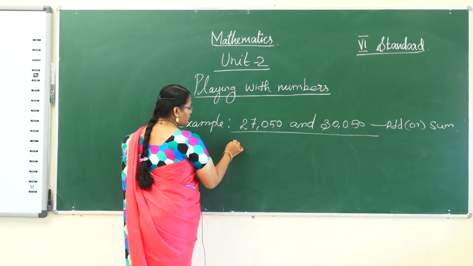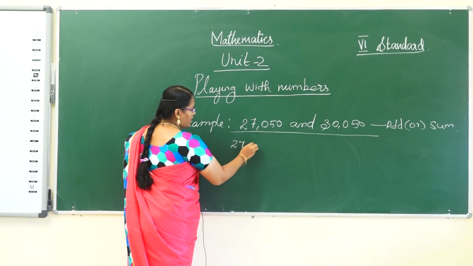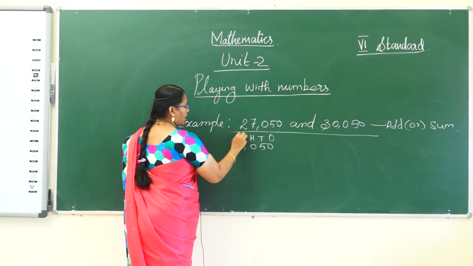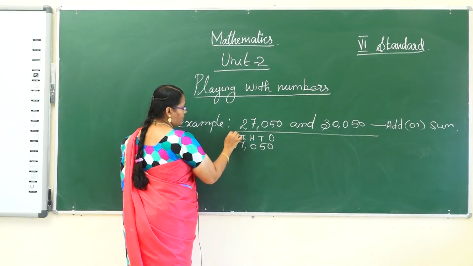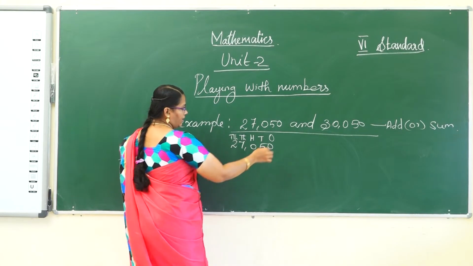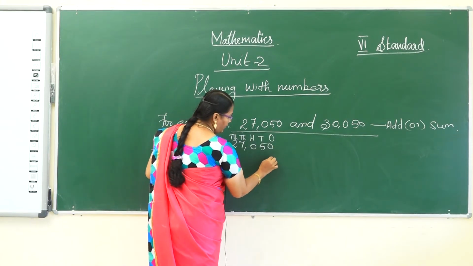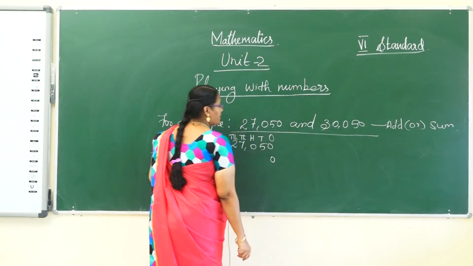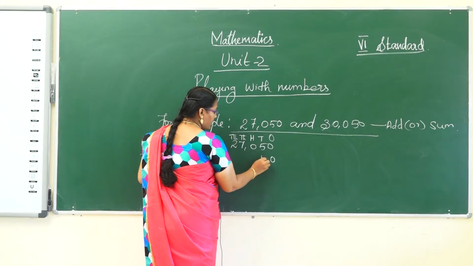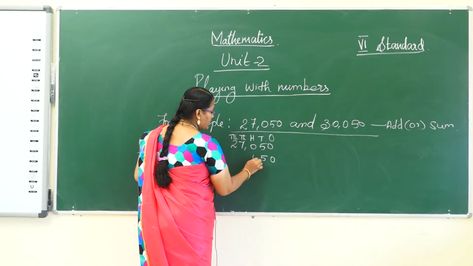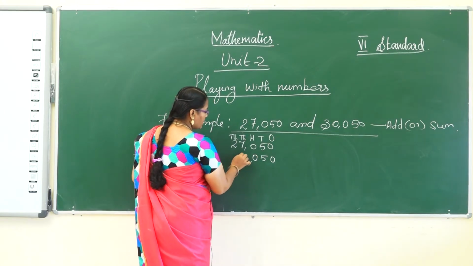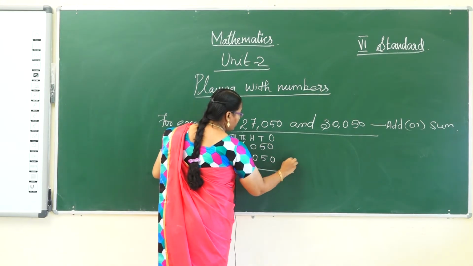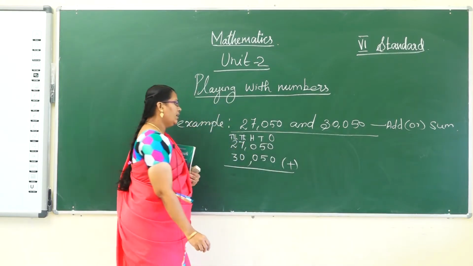How do you add these two numbers? Write the place values: ones, tens, hundreds, thousands, ten thousands. Start from the unit place. The unit place of the second number is 0, the tens place is 5, the hundreds place is 0, the thousands place is 0, and the ten thousands place is 3.